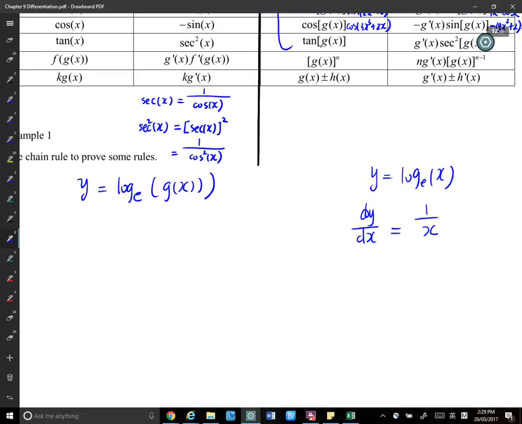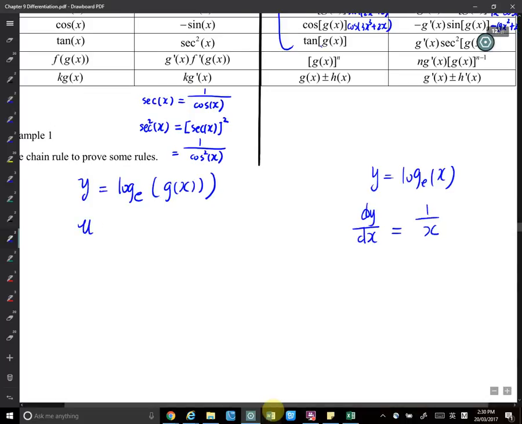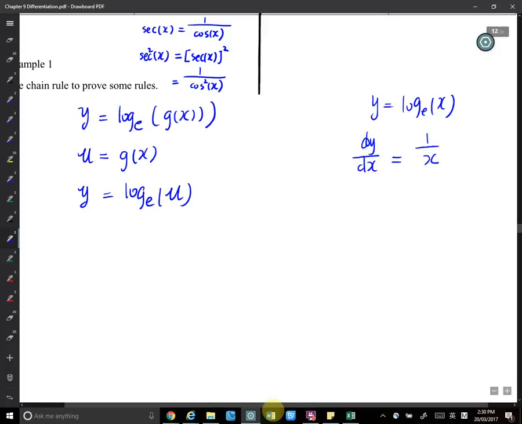So what can I write for this? I can say u equals gx. Then y will equal log e u. The inside becomes a single variable u, where u equals gx, then y equals log e u.